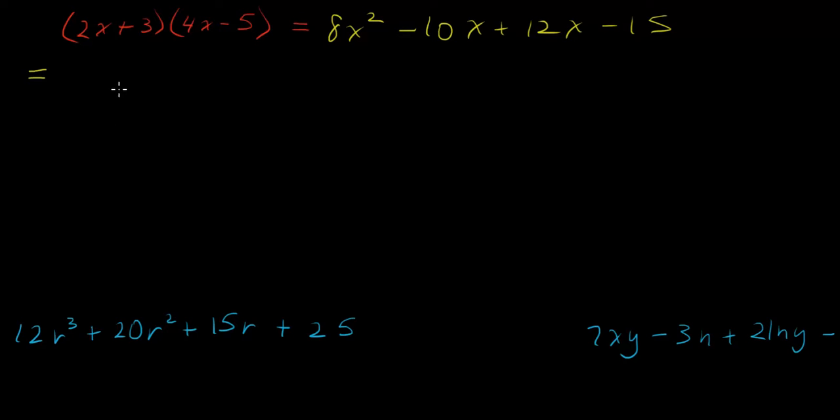going on. What we really have to do is take this first term in this parenthesis times this whole parenthesis, and then we have to do this term times the whole parenthesis. What we're literally doing is 2x times the parenthesis and then 3 times the same parenthesis.